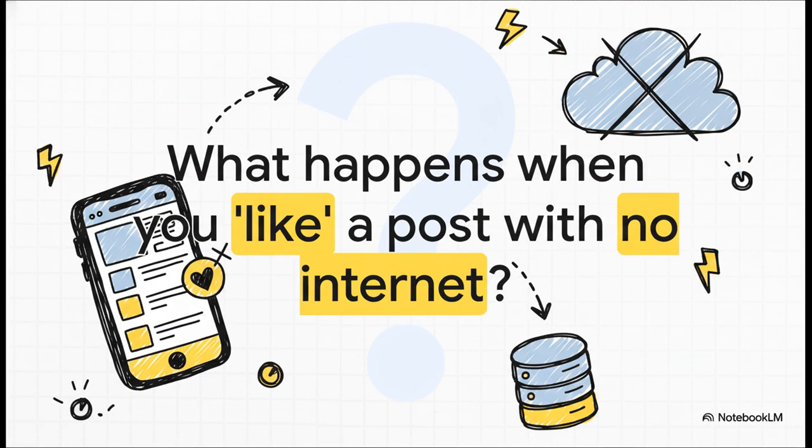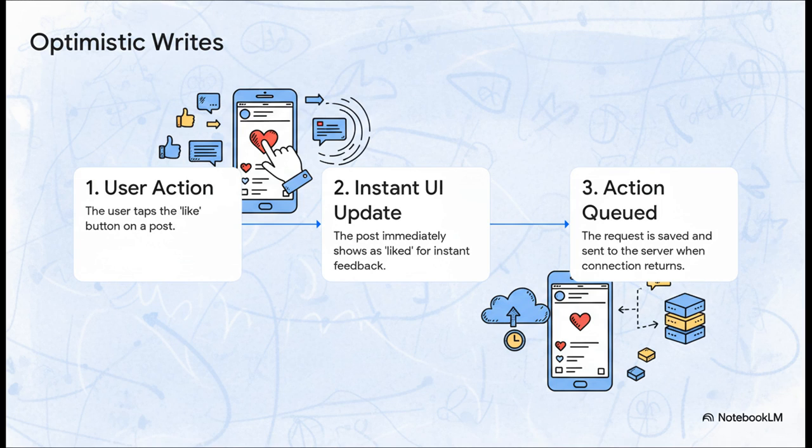Okay, let's talk about a classic scenario. We've all been there. You're on a subway, the signal is terrible, and you hit the like button on a post. What happens? Does the app just freeze? Does it pop up with an annoying no connection error? Or is there a more elegant solution? There absolutely is, and it's a beautiful trick called optimistic writes.